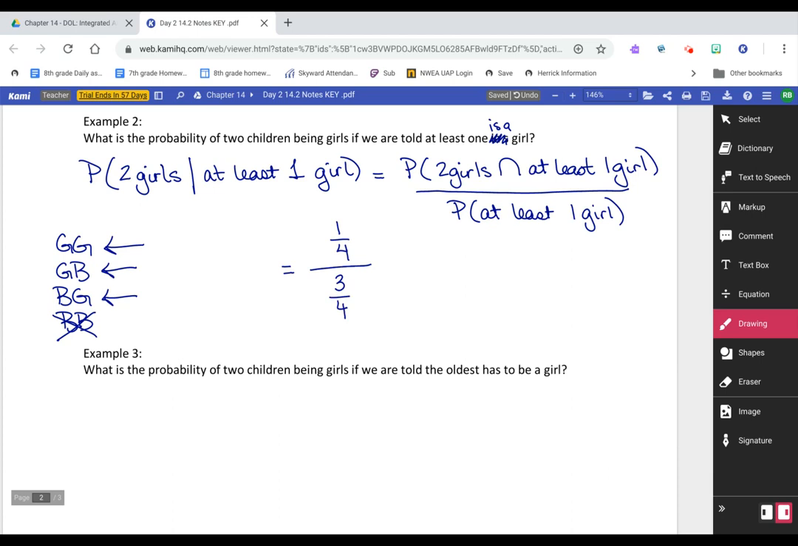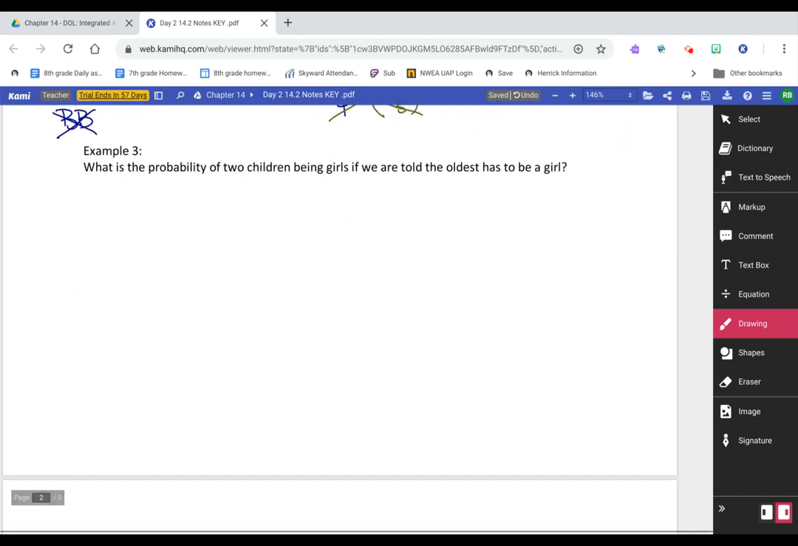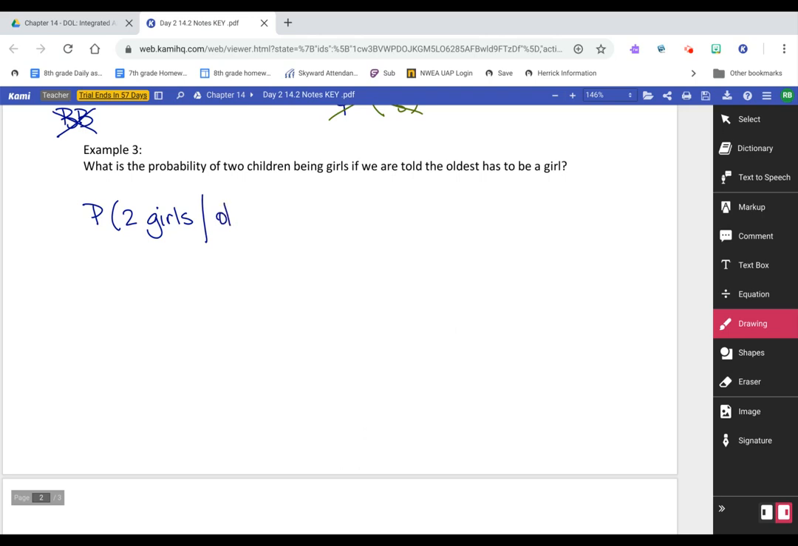Now to solve, we would multiply by the reciprocal of the denominator to get rid of that fraction down there. And then you end up with the 4's canceling on top, and we have 1/3 as the probability of having 2 girls, given that at least one of them is a girl. All right, now example 3. Example 3 wants to know, what is the probability of 2 children being girls if we are told that the oldest has to be a girl? So we write probability of 2 girls, given that the oldest is a girl.